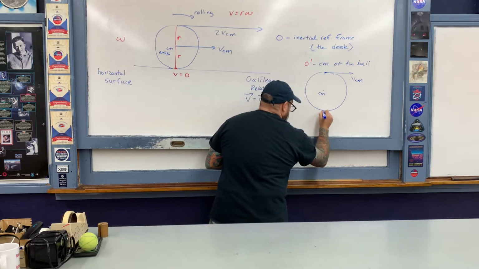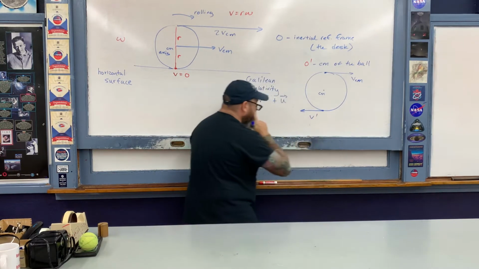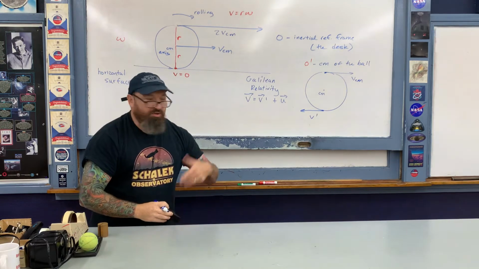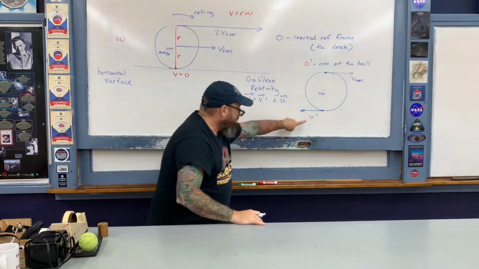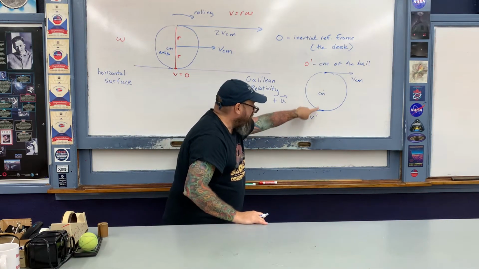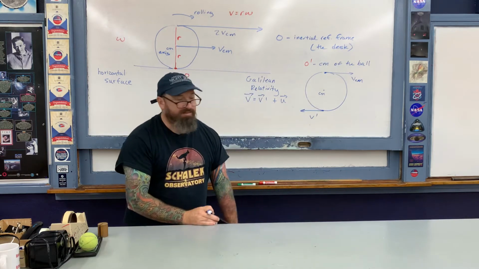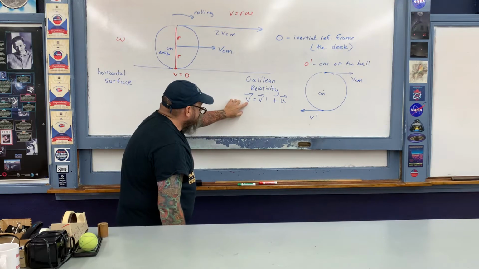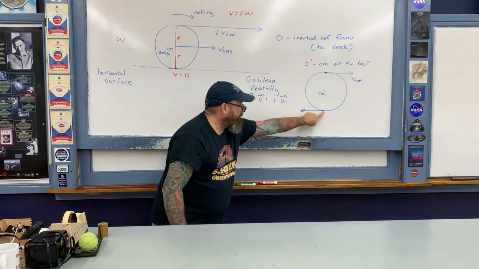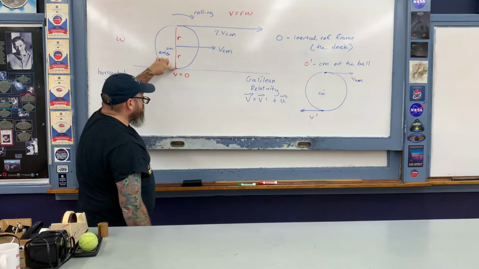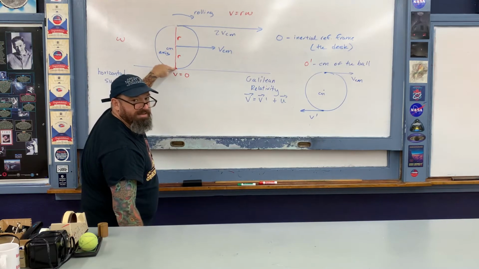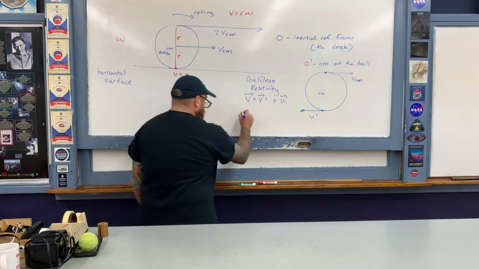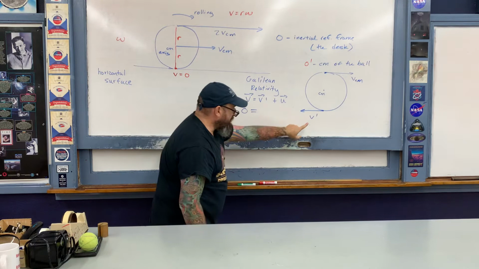Okay, this point here now we'll think of as the V prime. So using Galilean relativity, let's find the velocity of the bottom of the ball relative to the center of mass. Okay, this right here is the velocity of the bottom of the ball relative to O, the desk, 0. And then right here is our unknown V prime.